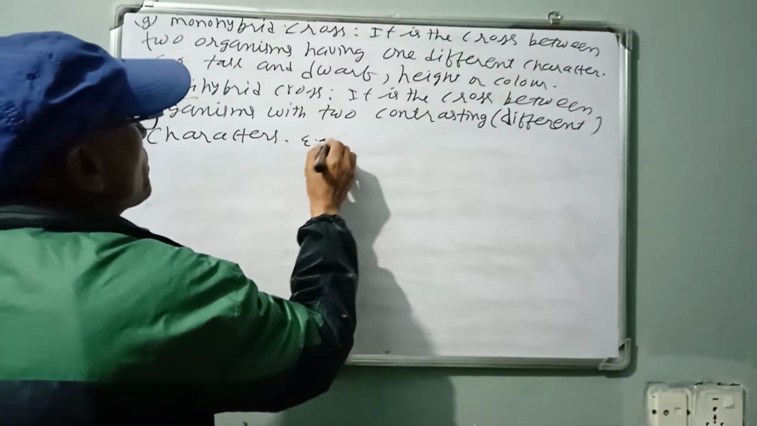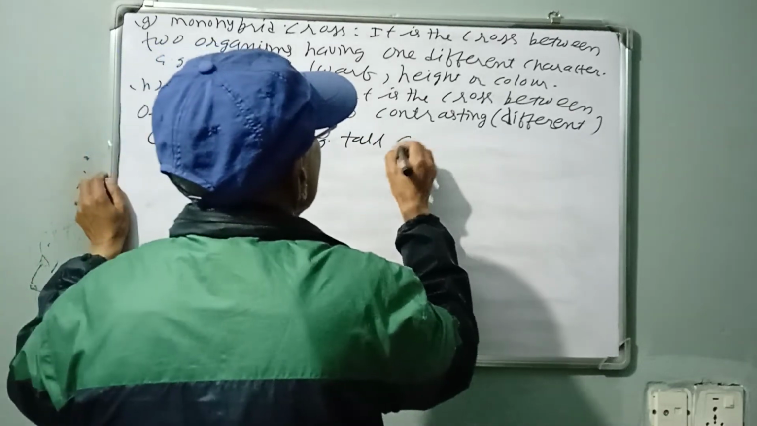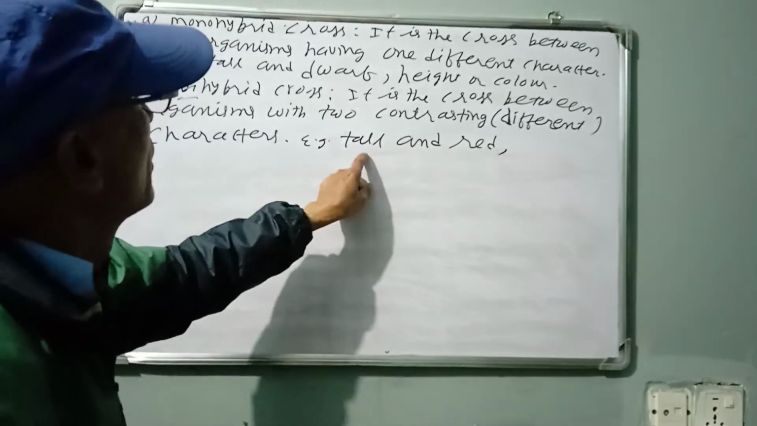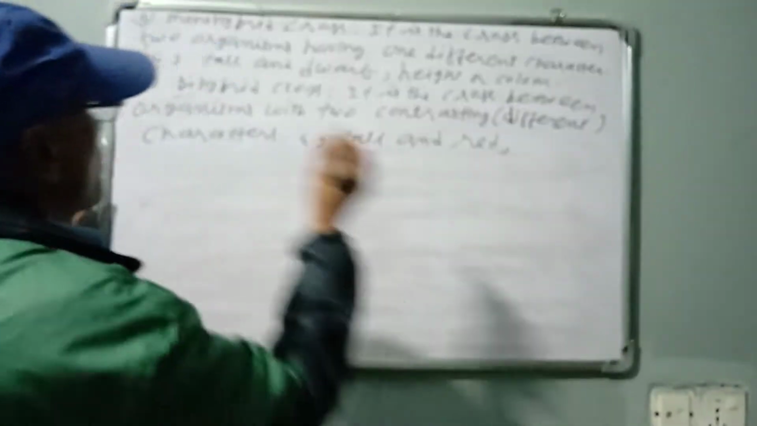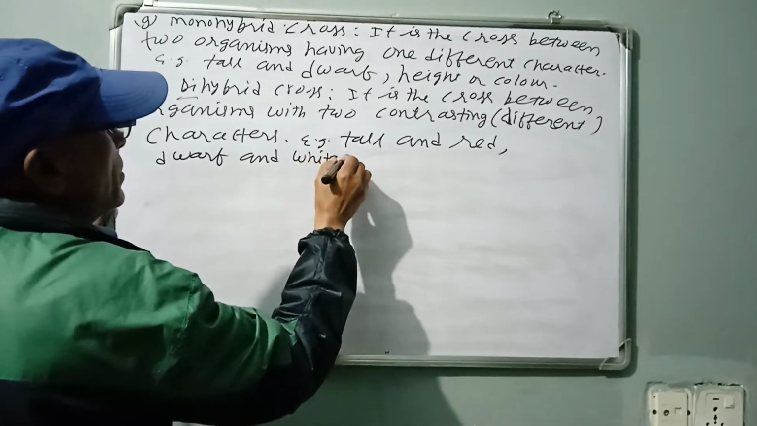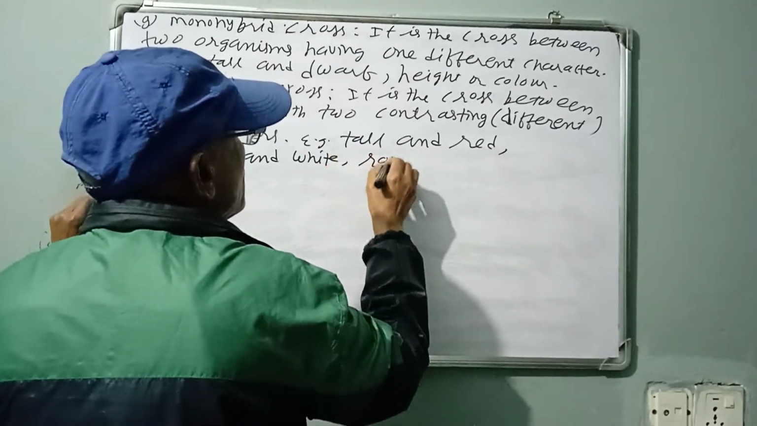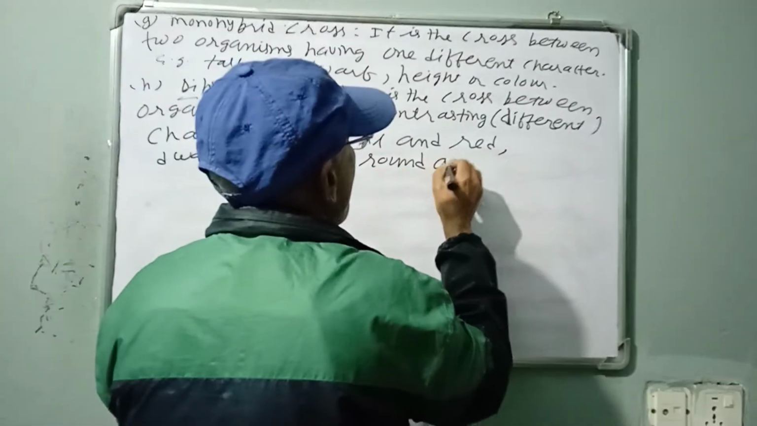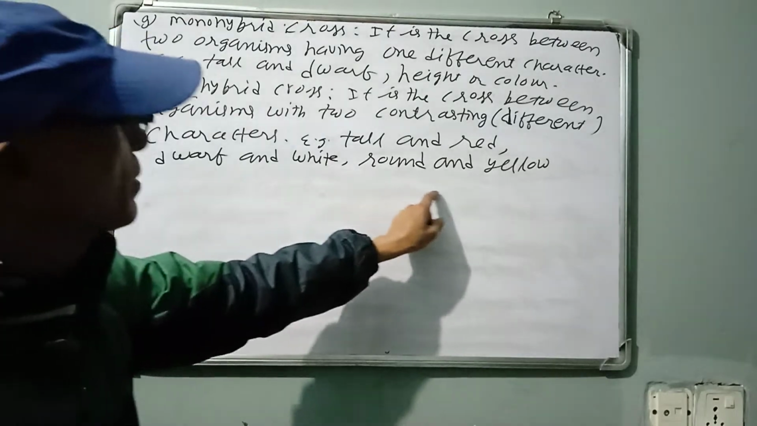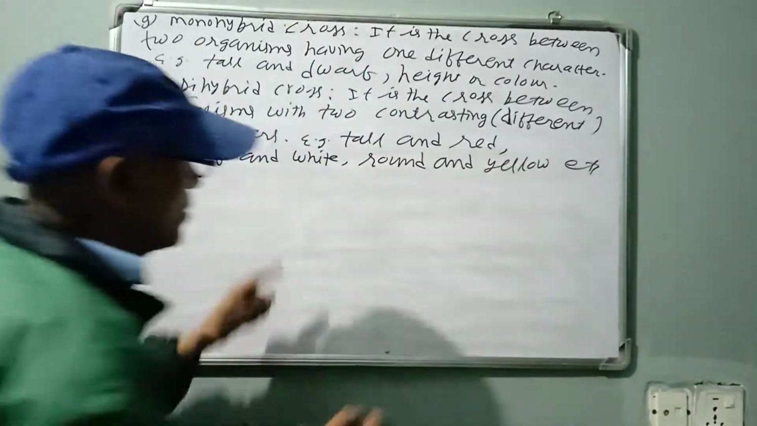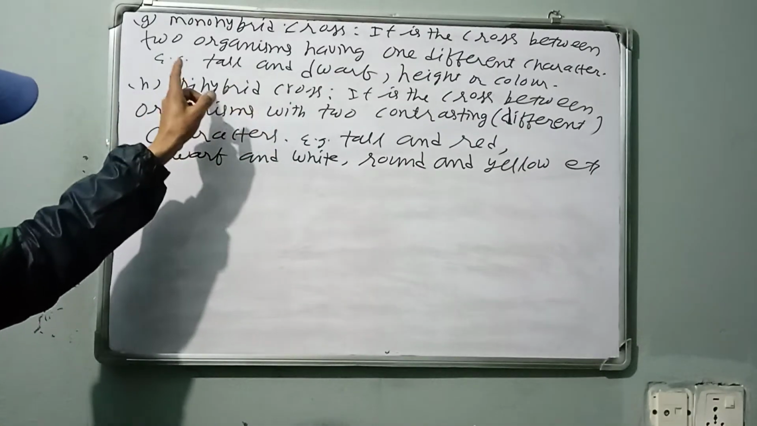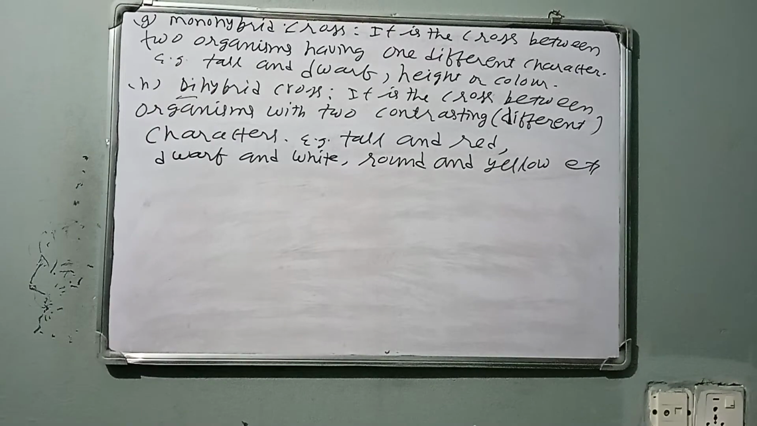For example, tall and red. Tall is height, this is color. Tall and red, dwarf and white, etc. Round, shape, round and yellow. Shape of the seed, round and yellow, etc. If you take at least height and color, at least two different characters, it is called a dihybrid cross. Monohybrid cross, only one character, etc.